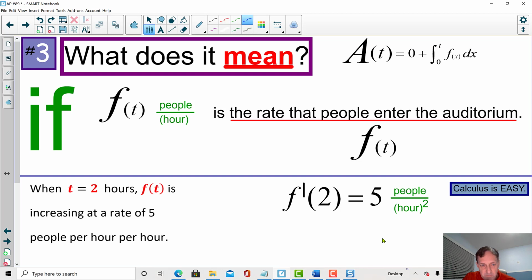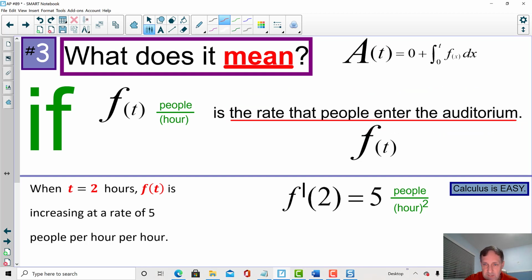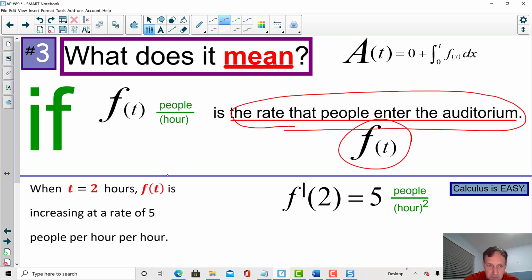So when t is equal to 2 hours, I'm saying f is increasing at a rate of 5 people per hour per hour. So even though f is this big, long, confusing thing, I've made the problem really easy by just calling it f right now. And again, I do need to explain the meaning of this, so my last step is just to replace f with all of this stuff. So I'm just going to replace f right here with all of that stuff, and then I'll basically be done.